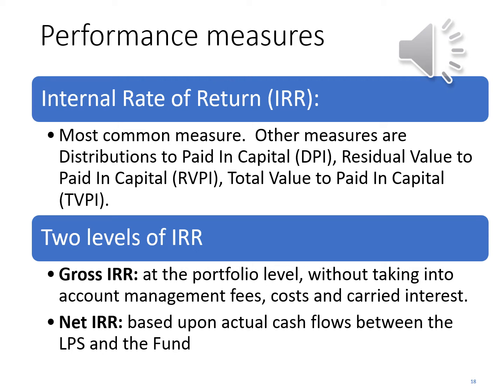The other measures we may have is distributions to paid-in capital, which means if you're an investor in a fund and you put in 100 and you've received 80 back, the distribution to paid-in capital is 0.8. The residual value to paid-in capital is what's still in the portfolio that hasn't been sold yet, divided by your capital, and the total value to paid-in capital is the arithmetic sum of the first two.